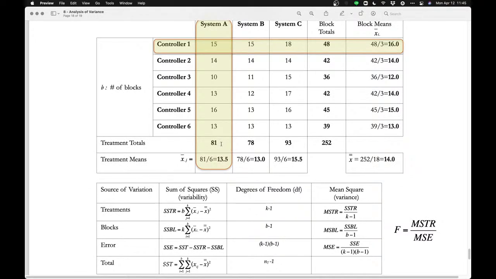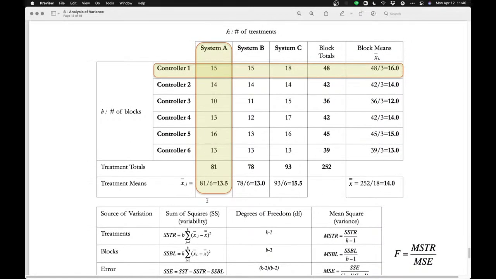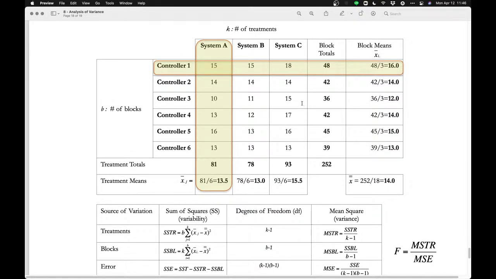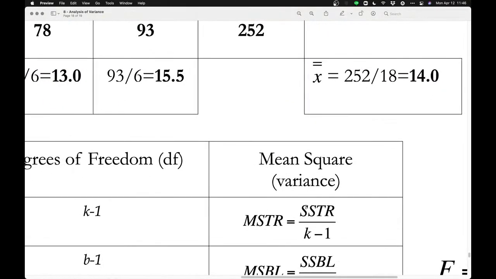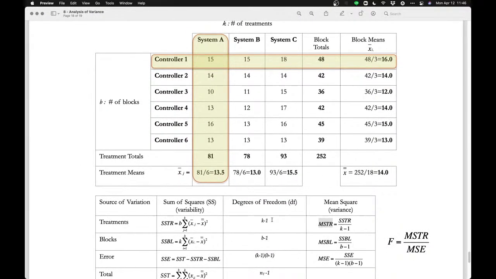All right? And we do this across the 3 systems. So we do column-wise across the blocks for one system. We compute the mean for that system against the grand mean. We sum it up. We square and then we sum it up. And we do this for each of the 3 systems, okay? Column by column. When we do this, it will give us the variability and the variance of the treatments, the variance due to the treatments.